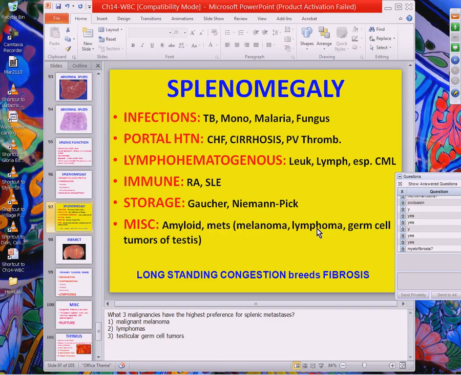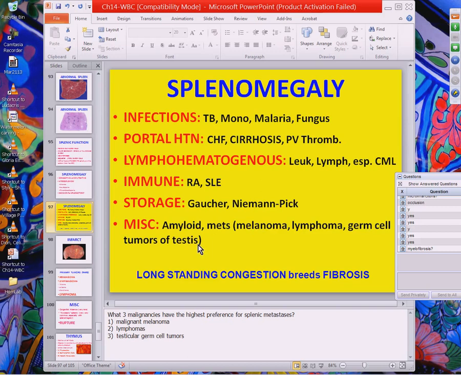And one of them we mentioned already, we said lymphoma. We said lymphomas love to go to the spleen. But malignant melanomas often metastasize early to the spleen before they go anywhere else. And a lot of times germ cell tumors of the testis, things like seminomas, things like yolk sac tumors, these are things that for some reason have a kind of predilection to the spleen as well. Okay, there we go.